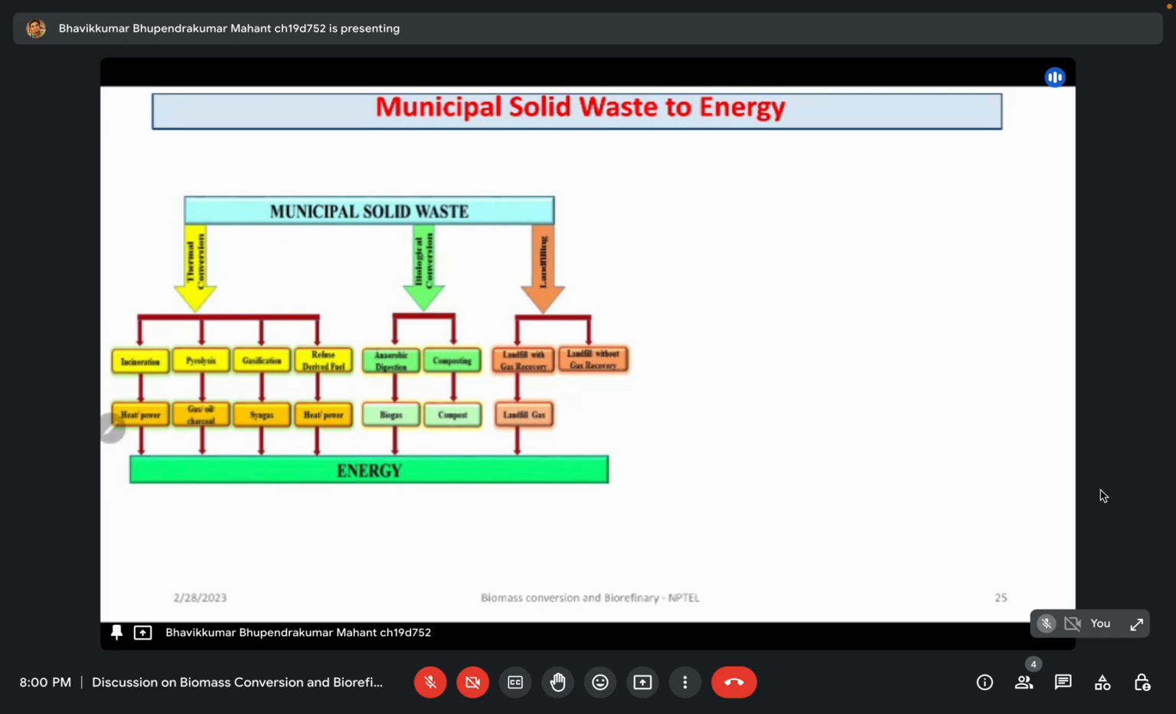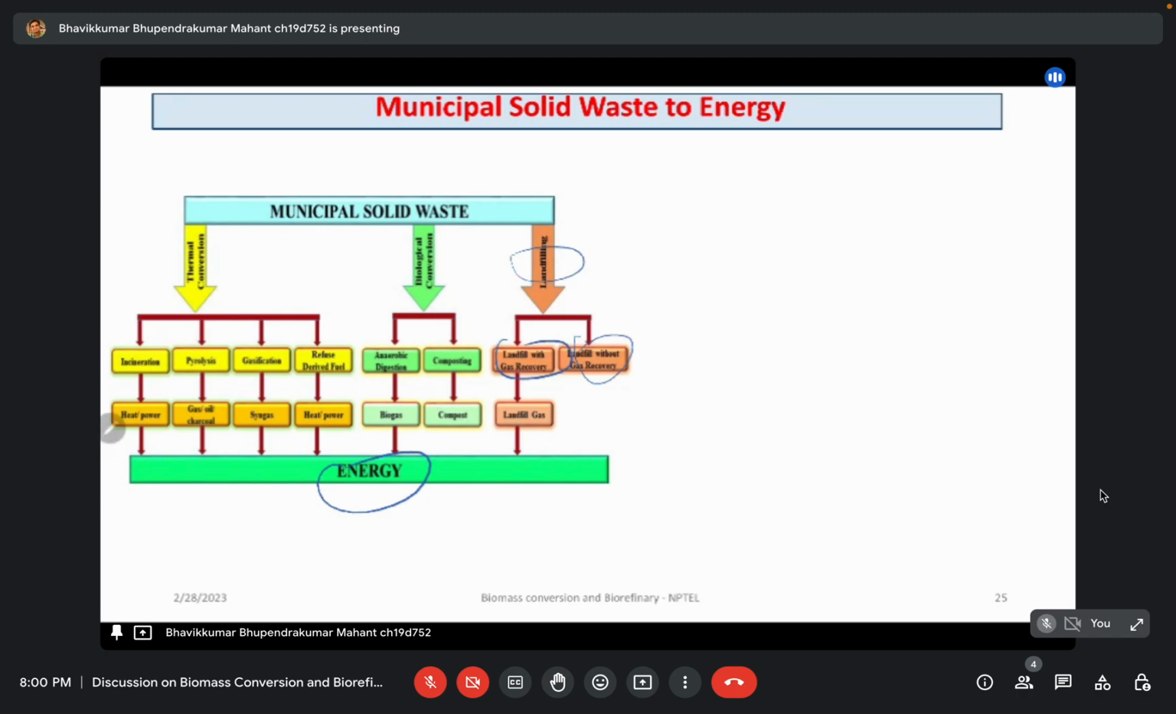Now if you want to get energy out of it, there are three main processes which we can use. One is landfilling. Landfilling is a little bit conventional process where you put the solid waste into a landfill. There are two ways. You can directly landfill without any gas recovery, so whatever gas is generated will go into the environment, or it will spread out into the landfill area. Another is landfill with gas recovery.